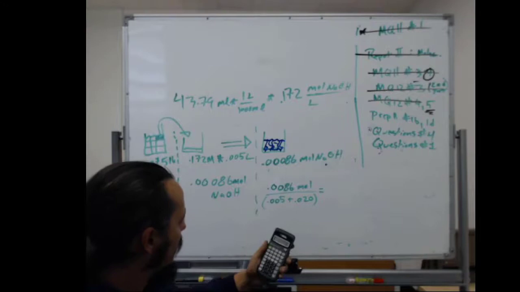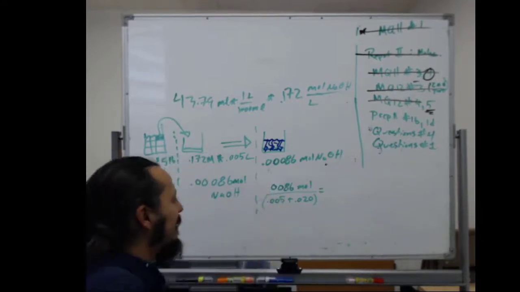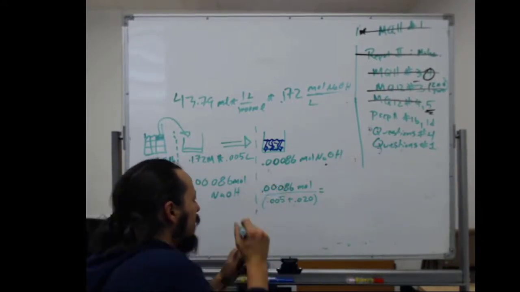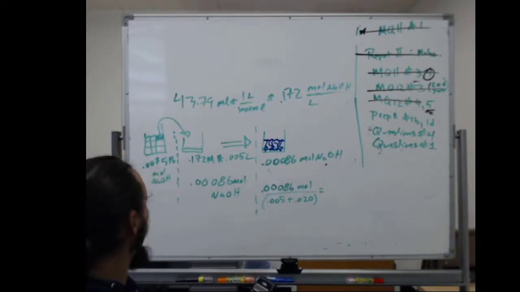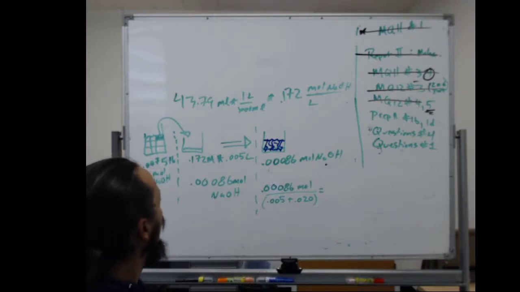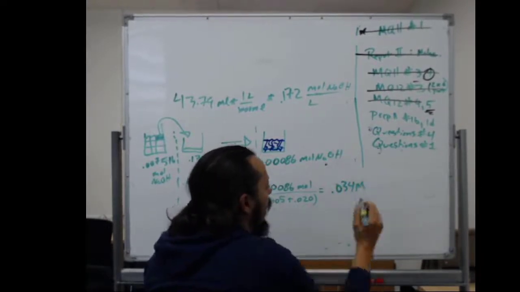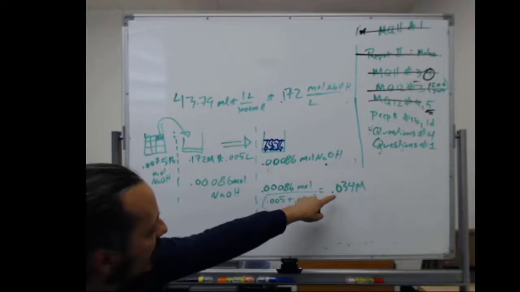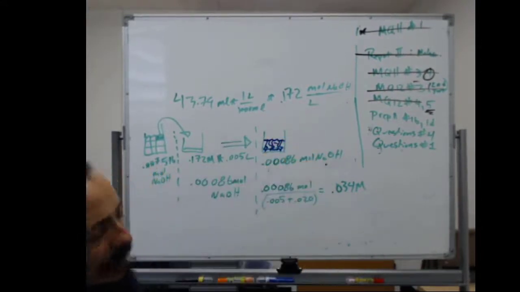Let's go ahead and get this number. 0.00086 divided by 0.025. Why do I keep forgetting that 0? That's 0.034 molarity. And not surprising, I took a 5 ml portion and diluted it, and I end up getting a lower concentration because I've reduced the number of moles.